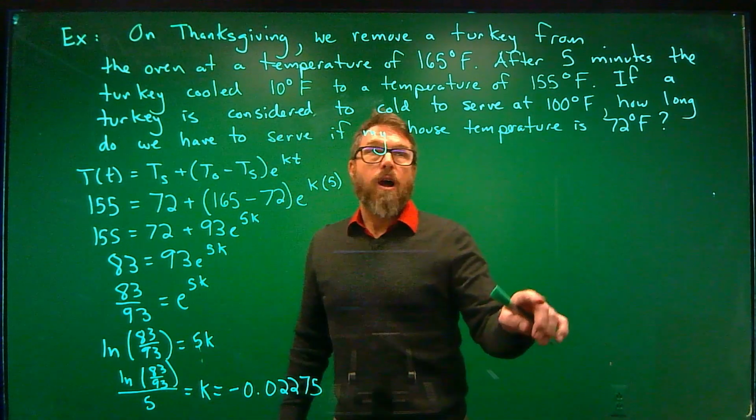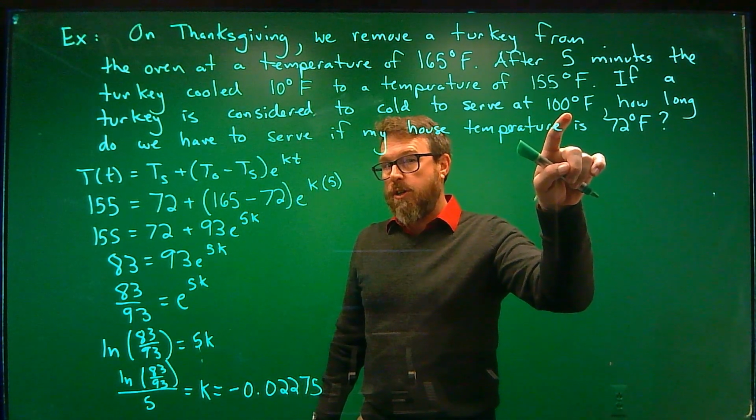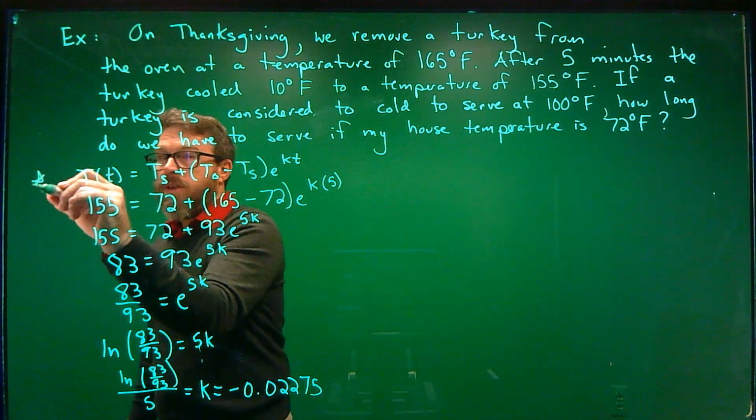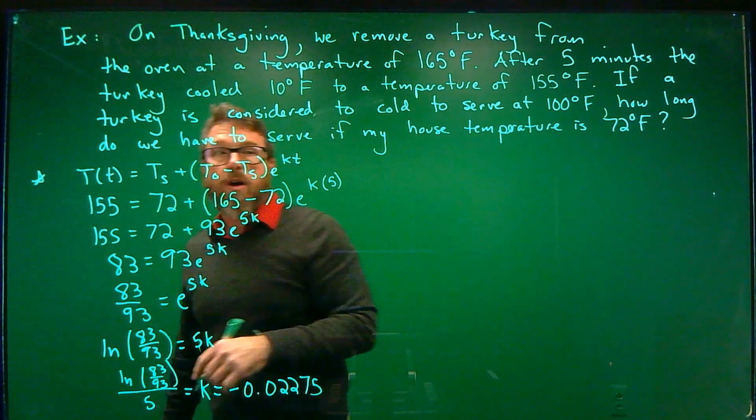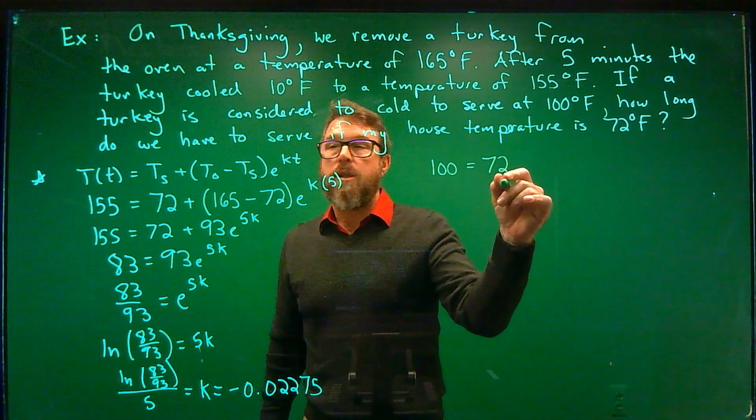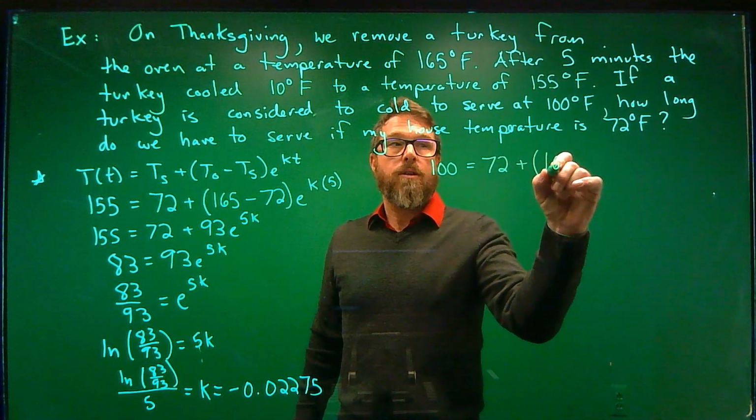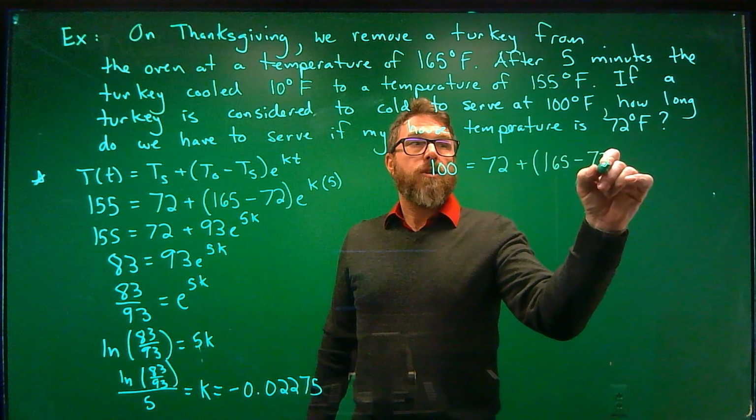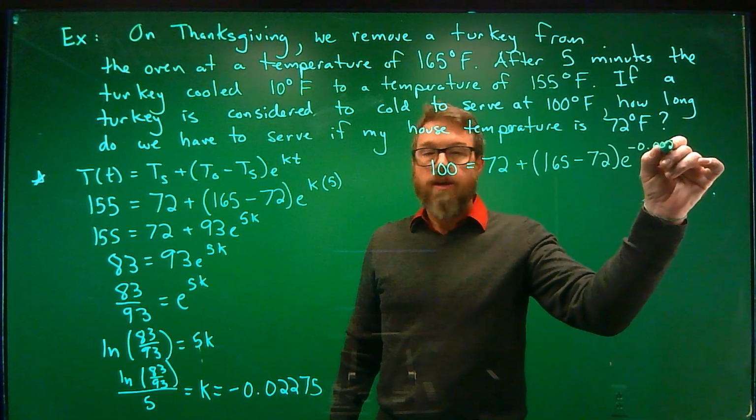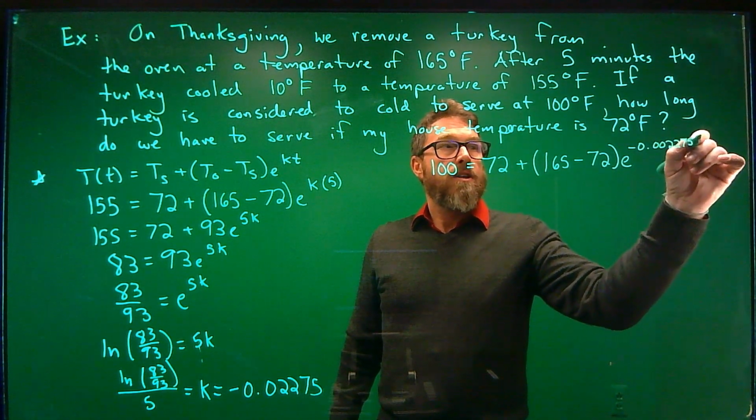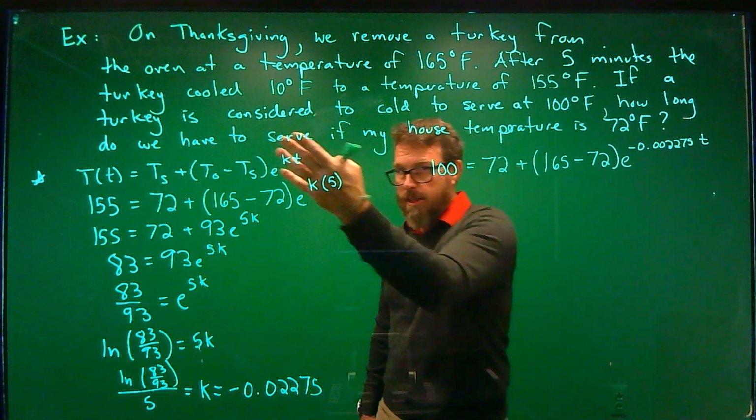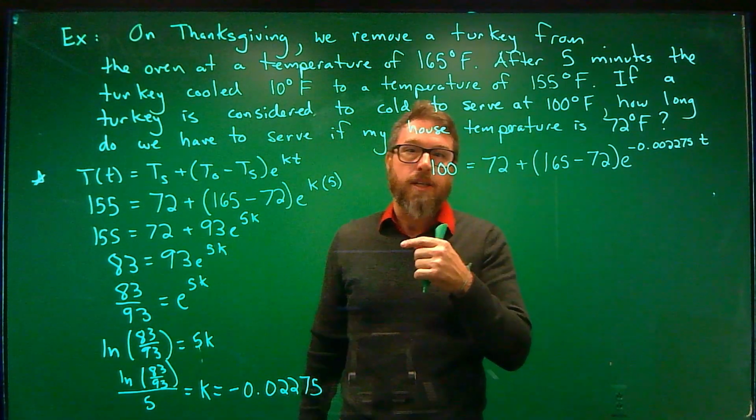So let's do this thing again. I'm going to use this particular formula with my known k, with this thing equal to 100 degrees. So 100 is going to equal the outer temperature plus the initial temperature minus the outer temperature, e to the k, which is minus 0.02275, times t. So my goal really now is to solve this thing for t, and it's done the exact same way that we solve this thing for k.